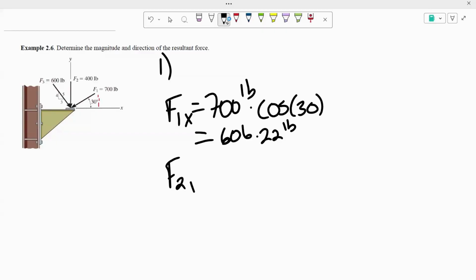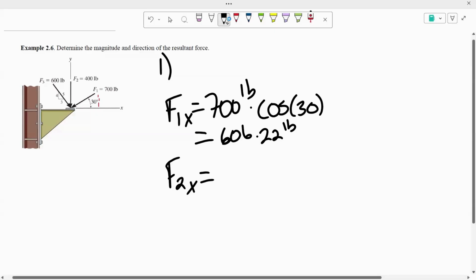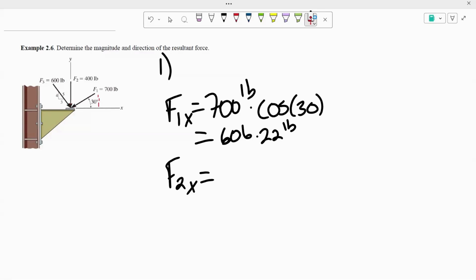So F2, and then we're going to try to find its x component. For F2, we could see that it is completely vertical. There is no x component or horizontal component to it. So we're just going to put 0 pounds. And then we could move on to F3. So F3 of x.